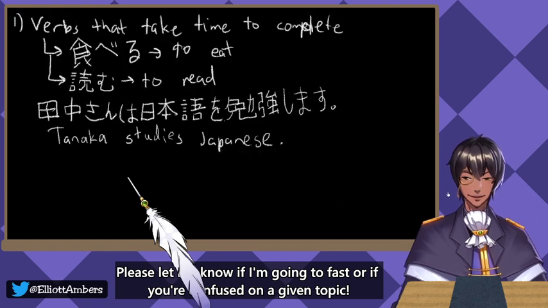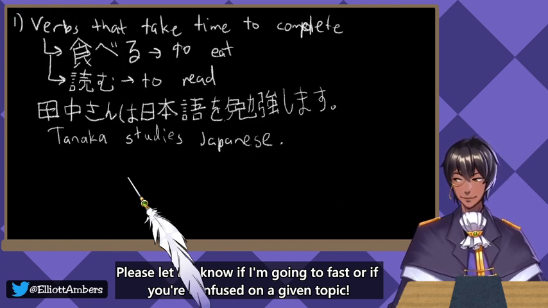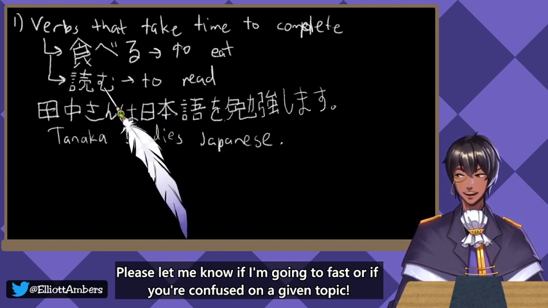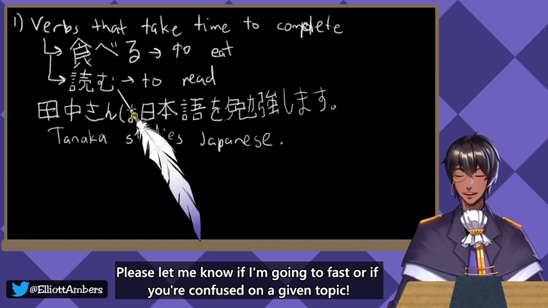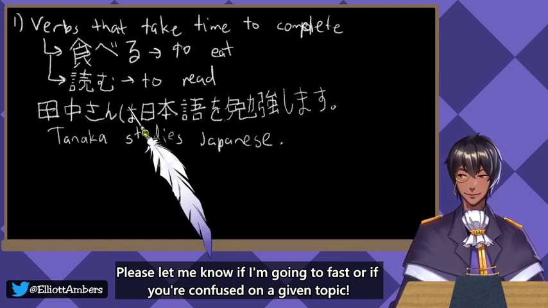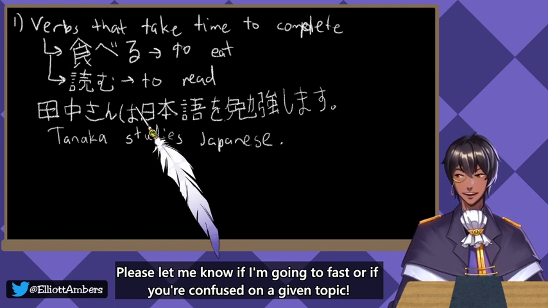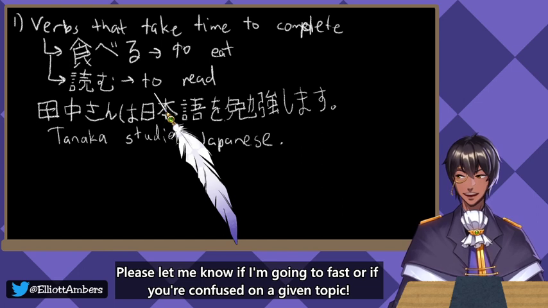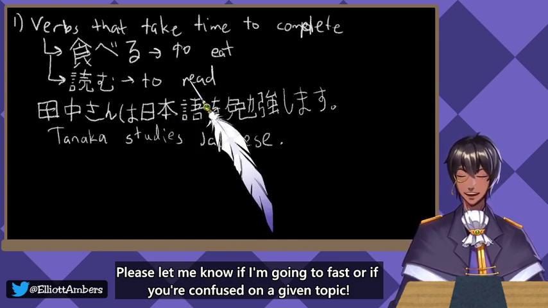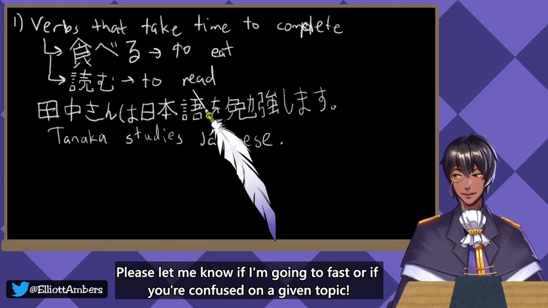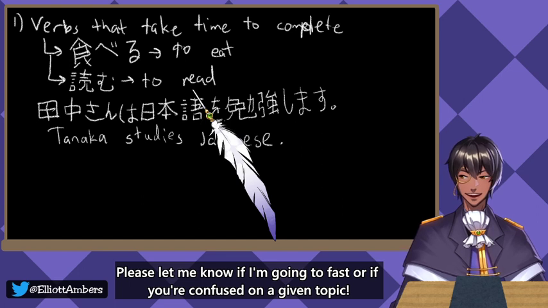The first case we talked about was verbs that take time to complete, you know? Taberu is to eat, yomu is to read. When we're eating, when we're reading, these are actions that take time to complete. We don't walk up to the food, press the A button, and then go on our day and the food's been eaten. We actually have to sit down and eat it. Same with reading. As much as I'd love for reading to be an activity where I could walk up to a book, press the A button, and then I have all the knowledge, it unfortunately is not the case.